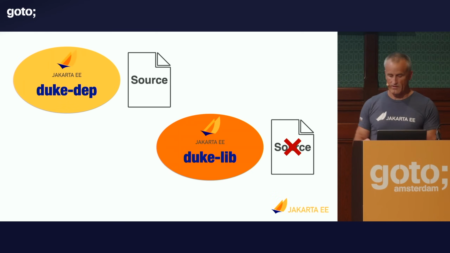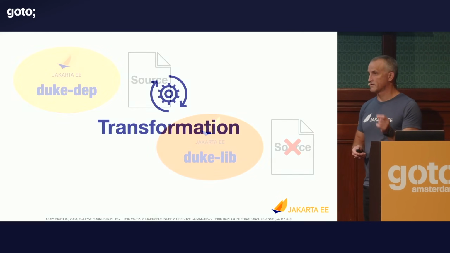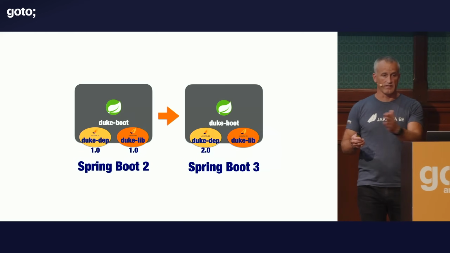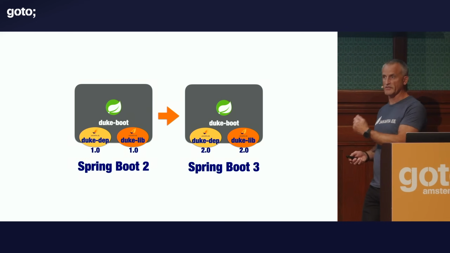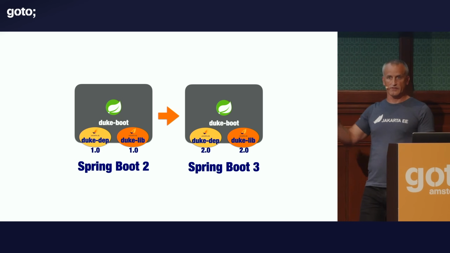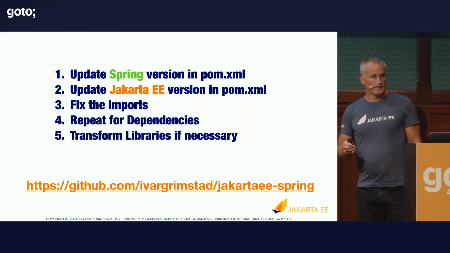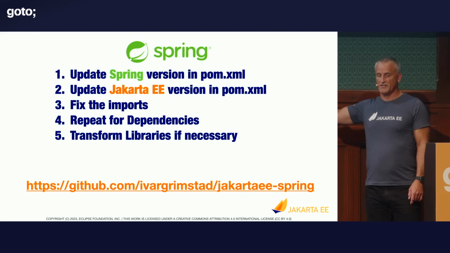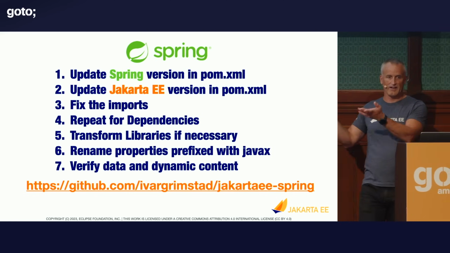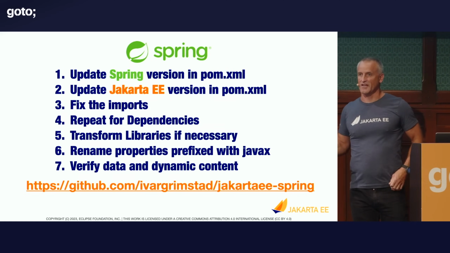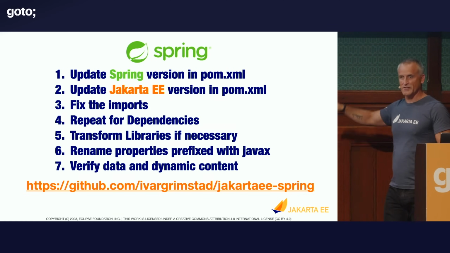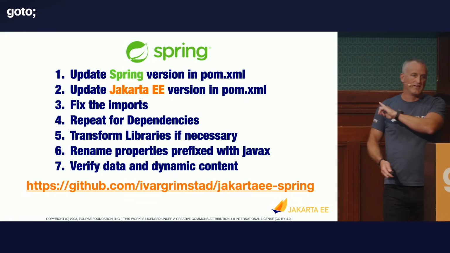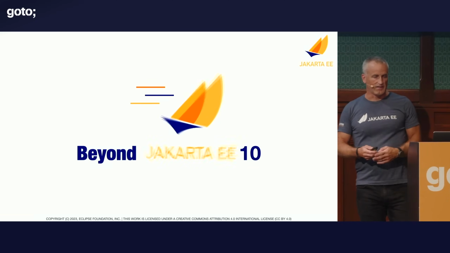This is a very, very simple example, but this is stuff you need to be aware of. These tools are cool. So now I've done the transformation and upgraded the versions of the dependencies, the one I didn't even have the source for. So you can see this list is very similar to the Jakarta namespace list. You also have maybe some properties or dynamic content here as well. So it's very similar steps, and you can find this in my Jakarta EE Spring on my GitHub. I'll give the links afterwards.